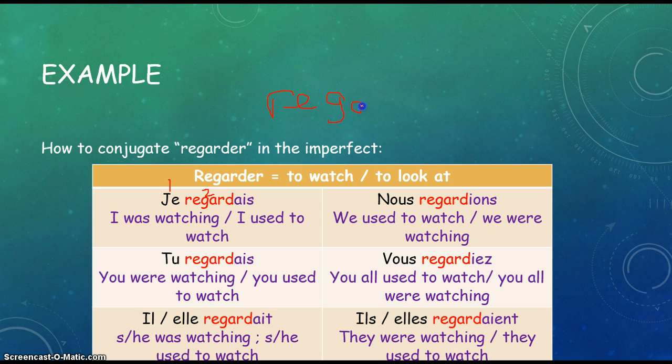Nous regardons. We dropped our ONS, so that left us with this red portion here, the stem. And then step 4, we added our imperfect ending of AIS. And we apply these rules for every one of these conjugations. Je regardais, tu regardais, il, elle regardait, nous regardions, vous regardiez, il, elle regardait.